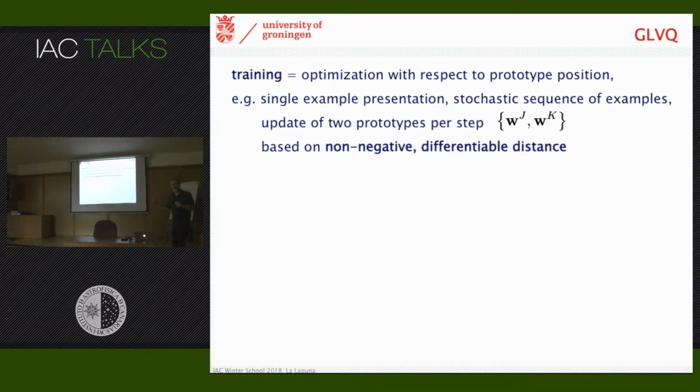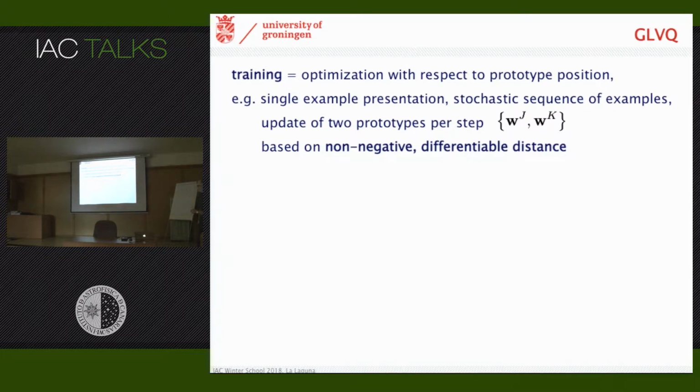Right? Now, what is the training process? Optimization with respect to the prototype position of this cost function. And you can do that with whatever method you want to use. For instance, you can do stochastic gradient descent, similar to the neural network idea.